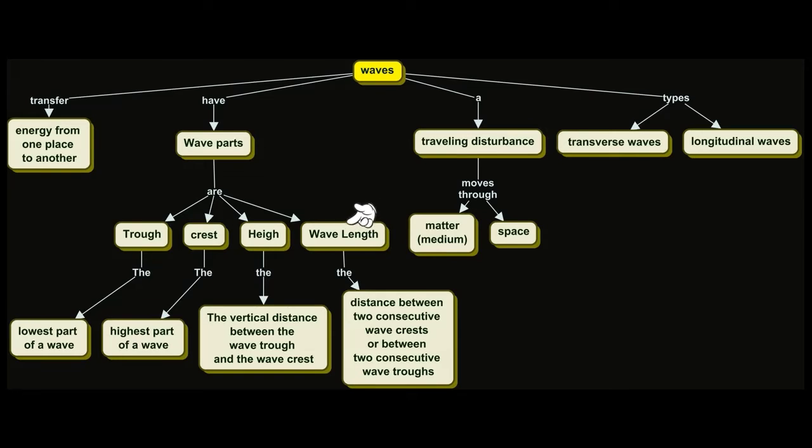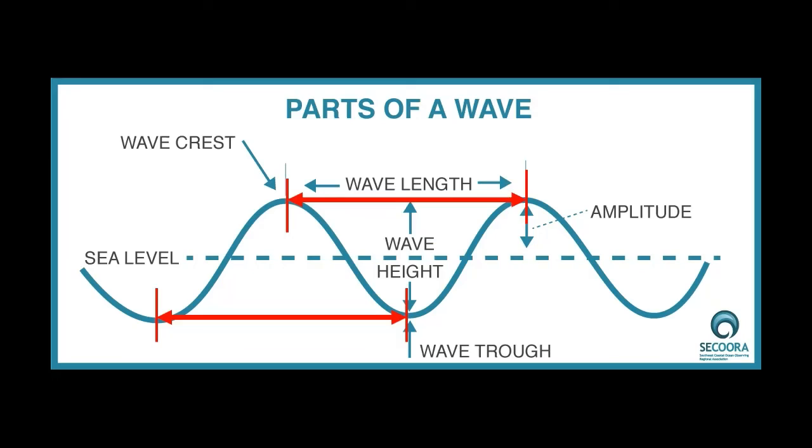Now what is the wavelength? The wavelength is the distance between two consecutive wave crests or between two consecutive wave troughs. So actually the wavelength is the exact cycle of a wave. So here is the illustrative version of a wavelength. Again, the wavelength can be measured from a wave trough to another wave trough, or from a wave crest to another wave crest, which creates one cycle.